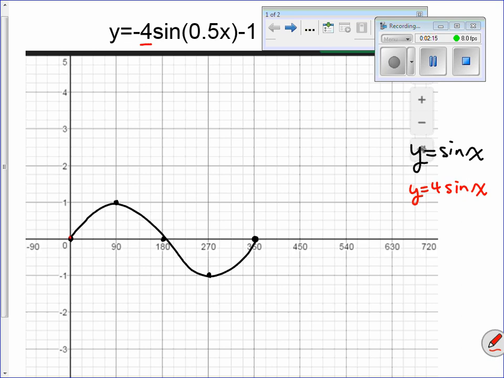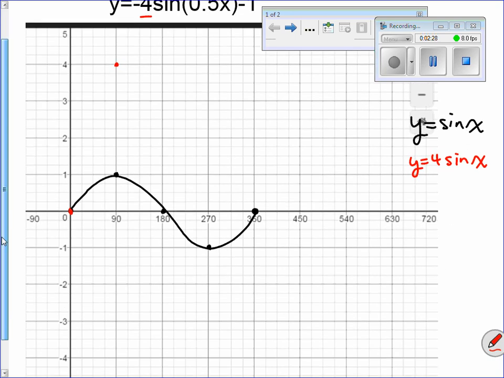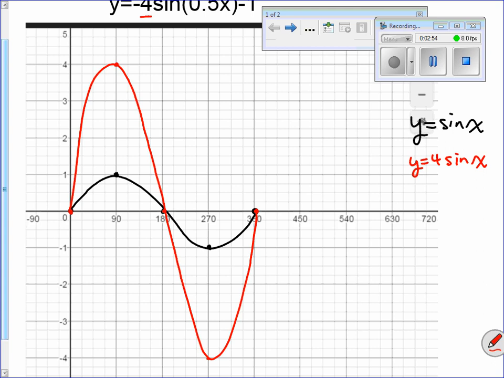So 0 times 4 is still 0 here. 1 times 4 gives us positive 4. And then this one here, -1 times 4 gives us -4, which gives us a point way down here. And our zeros are still 0. So when we draw this, it is going to be very difficult for me, and it should be difficult for you as well, but you would graph your sine curve like this. So that is what y is equal to 4 sine x is.